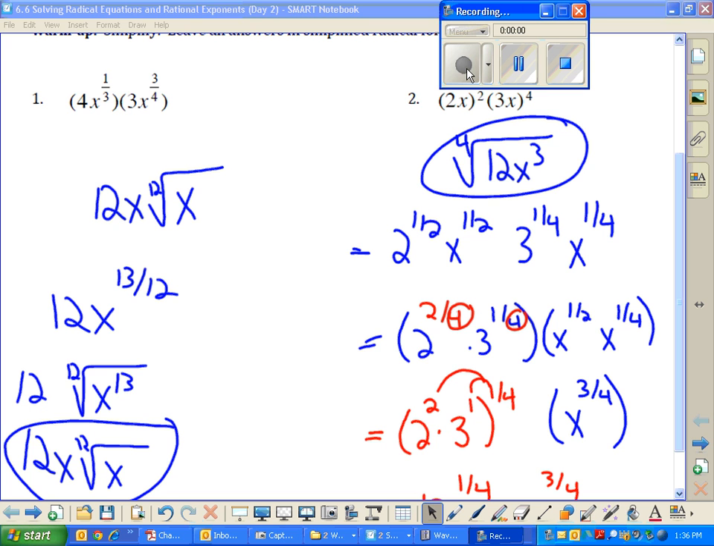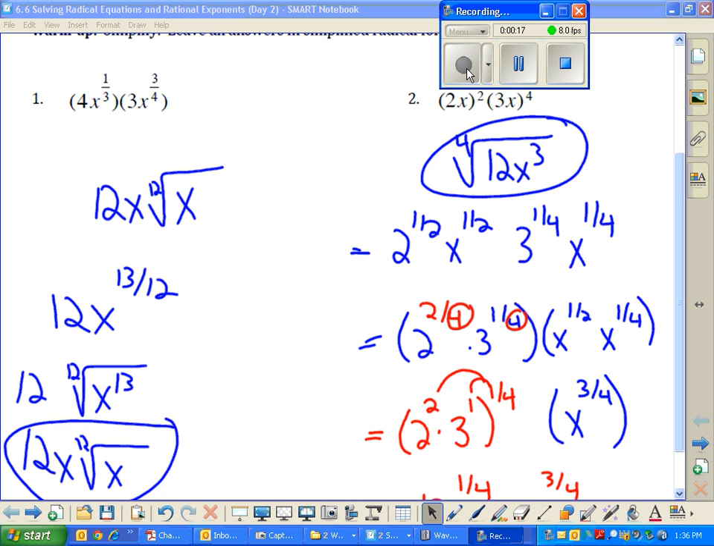The warm-up answers are up there. I was going to take some time to go over those as Miss Goldstein and I are walking around. Number 1 looks awesome. Remember, it did say leave your answer as a simplified radical. If it doesn't have those directions, you get to pick.